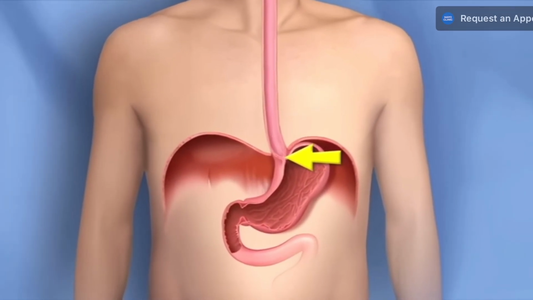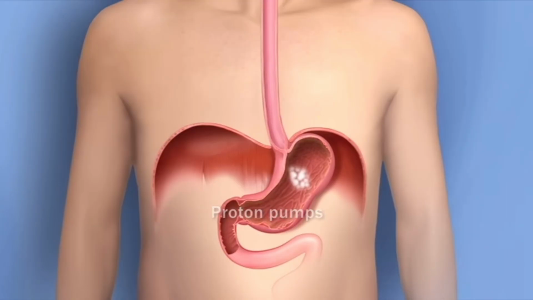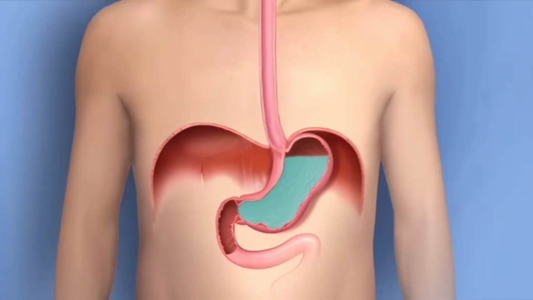There's a round muscle at the bottom of the esophagus that works like a valve. The muscle relaxes when you swallow, allowing food to pass into the stomach. Certain cells in your stomach, called proton pumps, release acid to help digest the food. Reflux doesn't usually cause any harm. But if acid splashes up into the esophagus over and over again for years, the esophagus can be damaged.